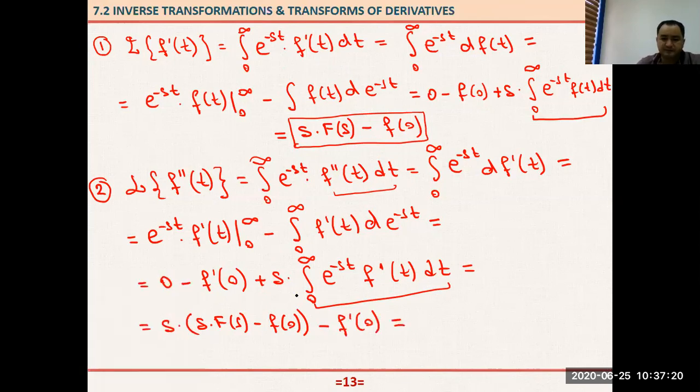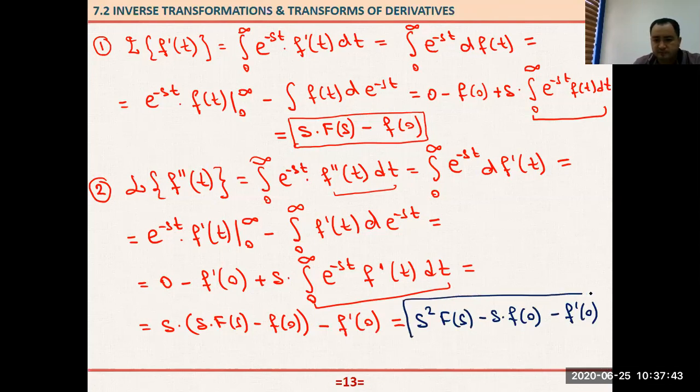Let me change the marker color here. So if you just remove the brackets now, s times s, here I have s squared times capital F of s, multiplied by this, minus s times f of 0, minus f prime of 0. All right. So for the first order we have s, and for the second order we have s squared.